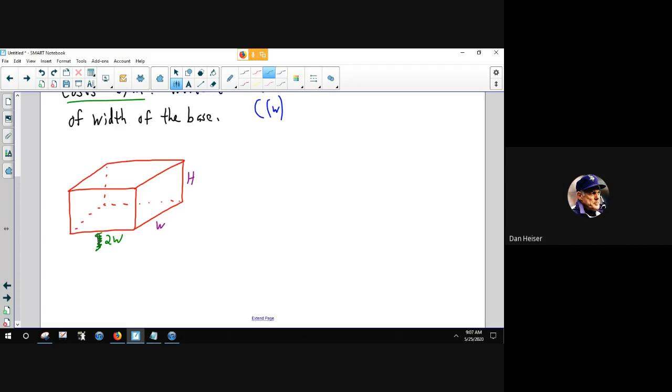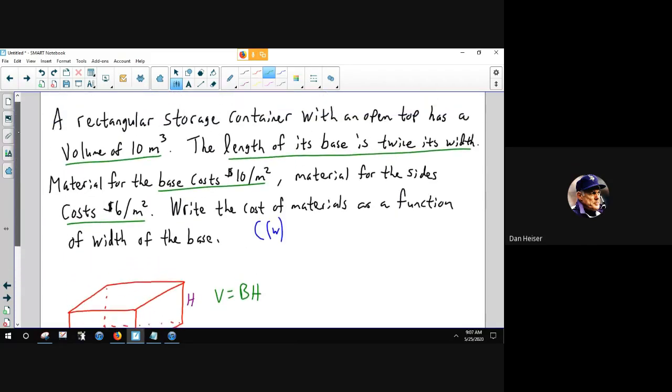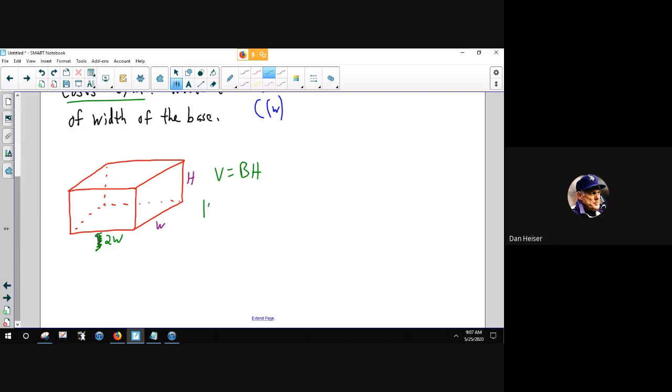Let's find its volume. Volume of a box. Its base area times its height. I was given the volume was 10 cubic meters. The base area, the area of its floor, 2W squared, times its height. And this problem here is we have 2 variables right now. We need to knock this down to 1 variable.